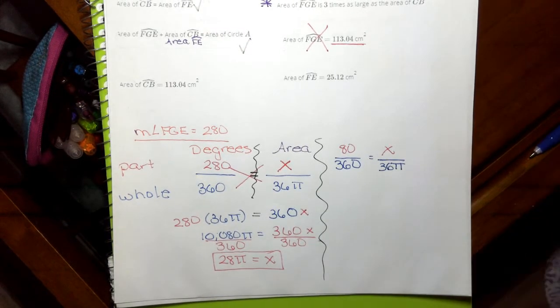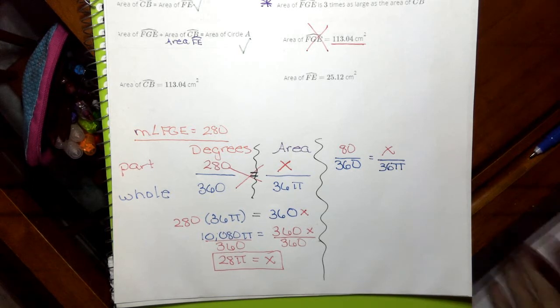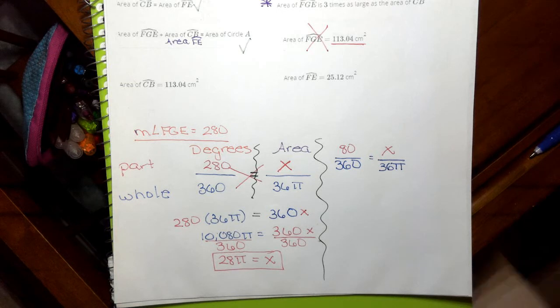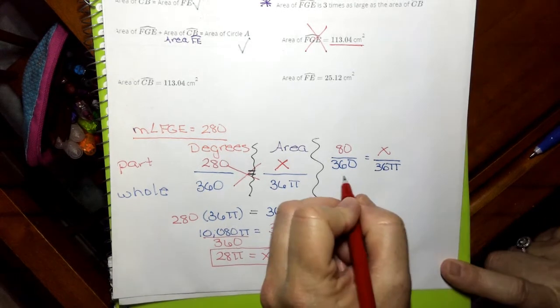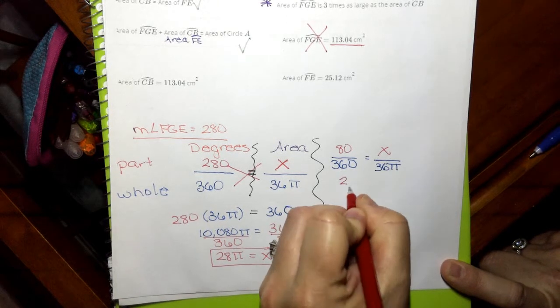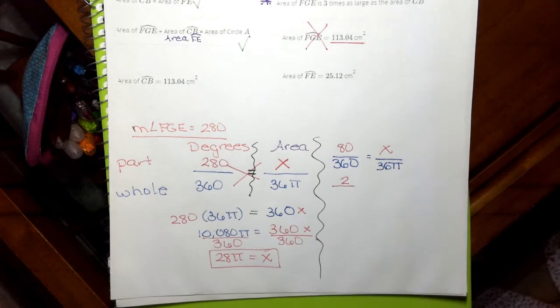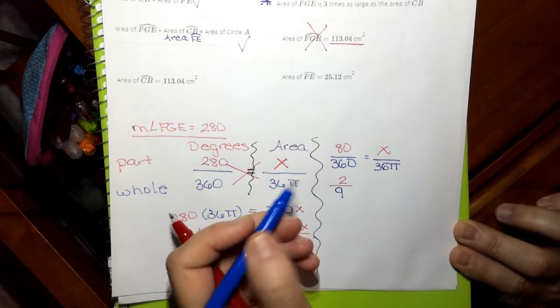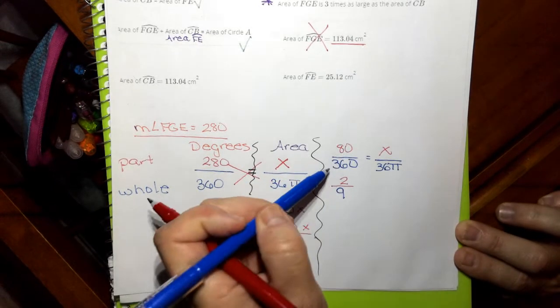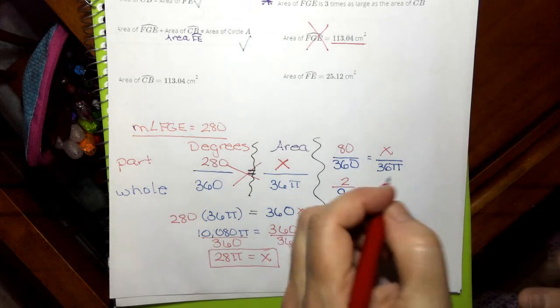All right, so I'm going to go ahead and reduce this. So let's go ahead and reduce this to 2/9. And I divided 40 into 80 and 40 into 360 in order to come up with that value.